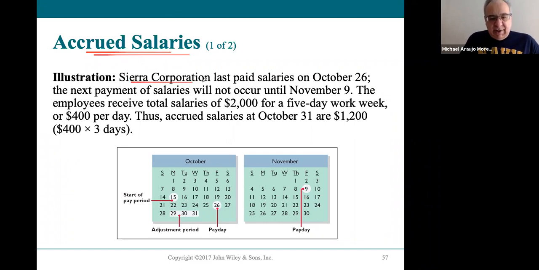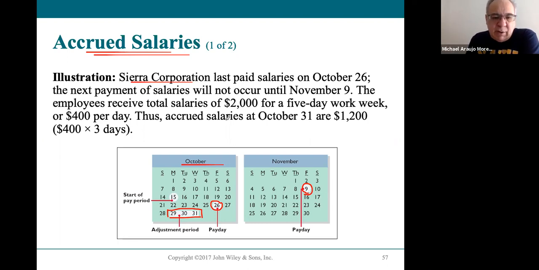Look at Sierra Corporation as an example. They pay every 2 weeks. The last pay period in October, as you see from this, was Friday the 26th. Now they're only open Monday to Friday. So as you see, Monday, Tuesday, and Wednesday of the following week happened in October, but the next payday isn't until November. Well, if this work happened in October, it needs to be expensed in October, even though we're not going to pay it until November, the very next pay period.